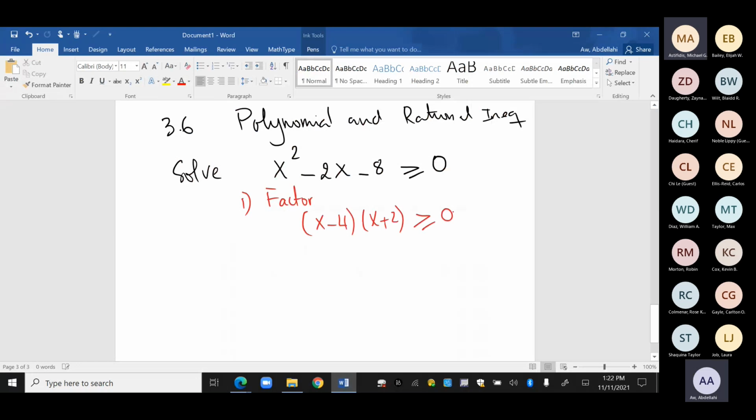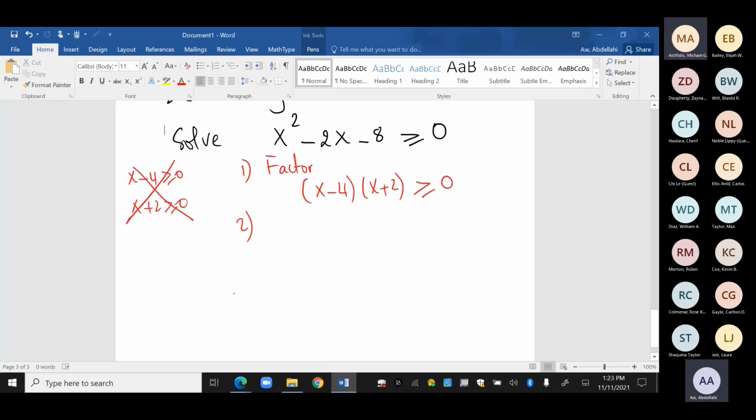What is a very, very common mistake from here? If somebody missed the class today, what are they going to do? They're going to do x minus 4 greater than 0 and x plus 2 greater than 0. That is very wrong. You don't solve it this way. We don't split it like this. What you're going to do is exactly what we did when we wanted to graph.